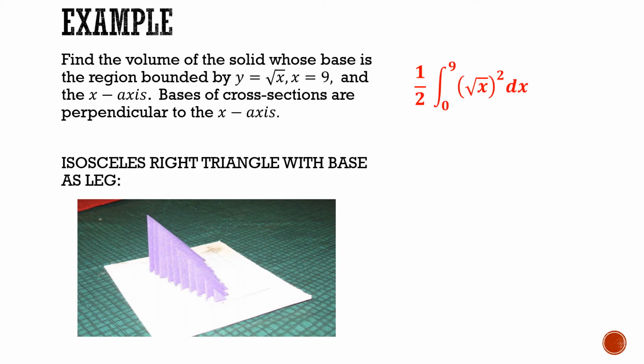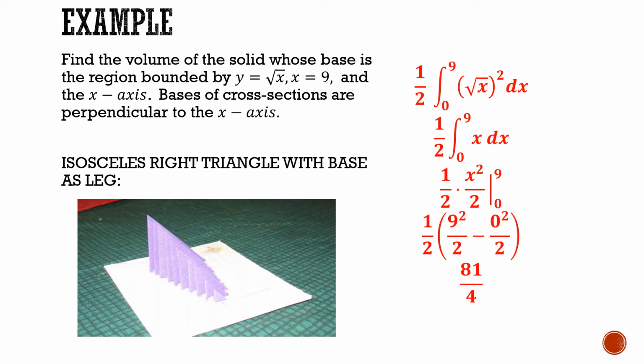And so remember, our formula for isosceles right triangles with the leg as its base is 1/2 times your base squared. Again, in this problem, our base is simply root x. And so cleaning that up, I get 1/2 integral from 0 to 9 of x dx. We just solved this on the last example, so just working it all the way out, I'm going to end up with 81 over 4.